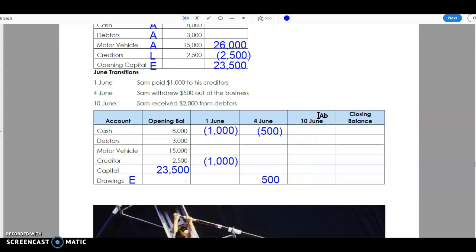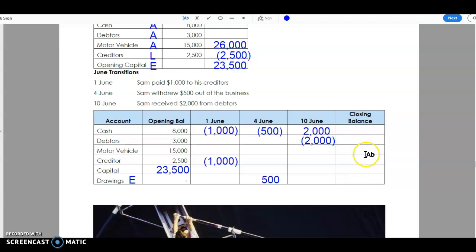On the 10th of June, Sam received $2,000 from debtors. So he received money. There we are. Into the bank account it goes. And that was from debtors. So debtors owed Sam $3,000. That's a current asset. And those debtors paid off $2,000, so the debtors balance decreases by $2,000. There it is. And what we have going on there is one asset increasing and another asset decreasing, and we maintain the accounting equation.